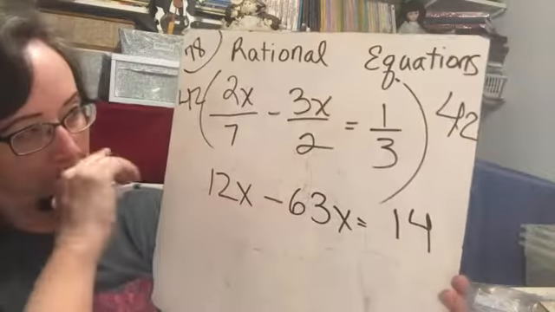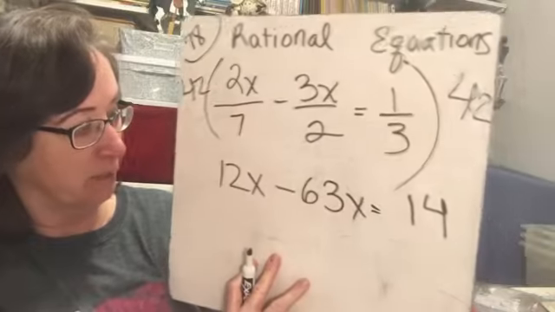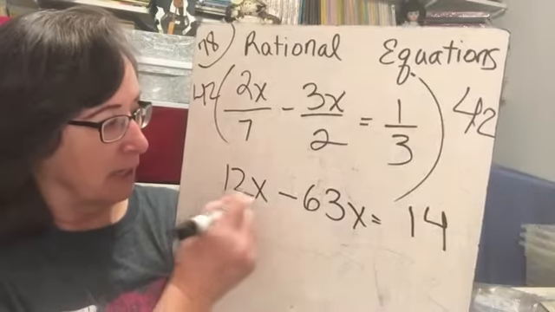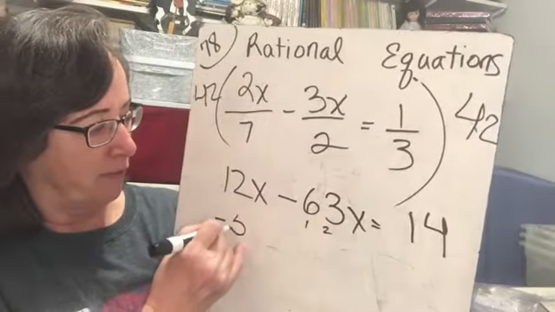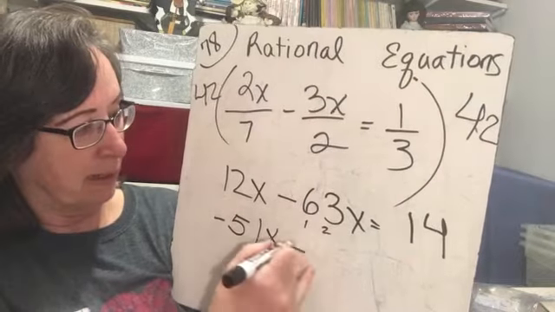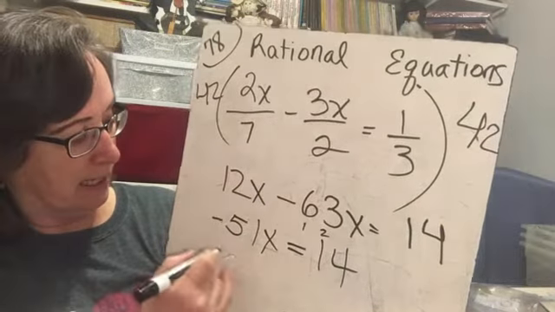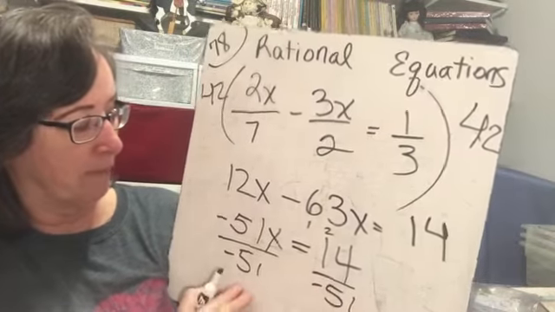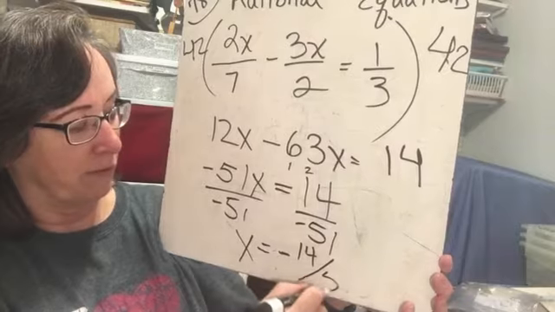Okay, so 14. And we have multiplied all the way across by a non-zero number of 42. So now these two are like terms. 12 take away 63. So the difference between 12 and 63, that's going to be a negative 51. Yes. And x equals 14. We're trying to get the x by itself, so divide by negative 51 and negative 51. And x is equal to negative 14 over 51.